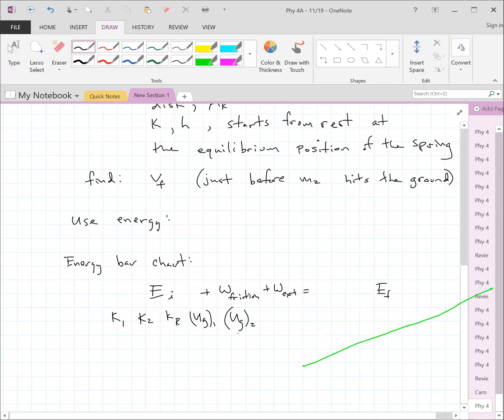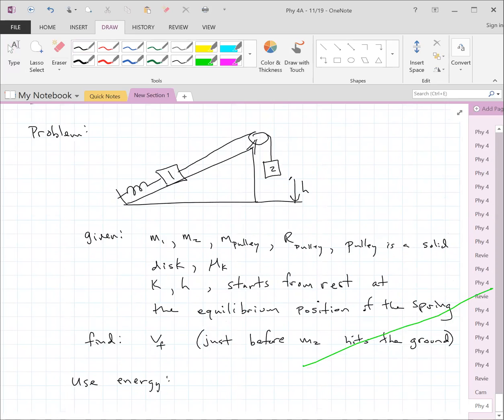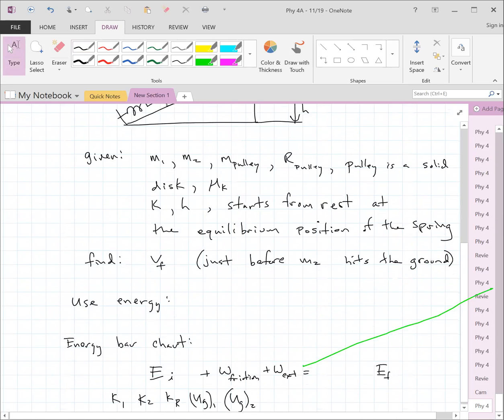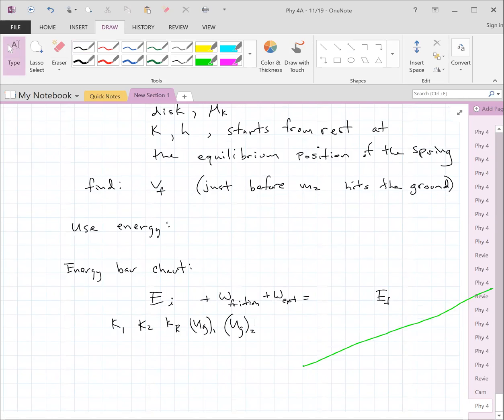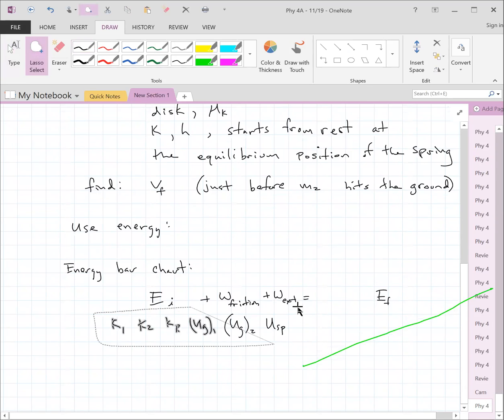Our pulley is attached to the Earth, so I'm not going to include a gravitational term for that. If the pulley was going up and down, then I guess I would need a gravitational energy for that too. And if we have springs in our system, we need a spring potential energy for every spring in our system. We do have one spring, so I'll have one term there. I'm going to move this over a little bit. It's going to run out of room otherwise.